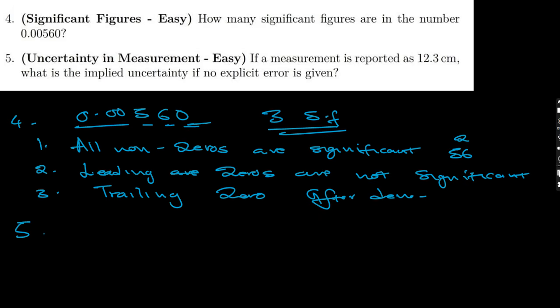What about question 5? This is coming from uncertainty in measurement, and you have also been told this is a simple question. The question is, if a measurement is reported as 12.3 centimeters, what is the implied uncertainty if no explicit error is given? To find the implied uncertainty, we look at the number itself. We consider the digits after the decimal point. Since we have just one digit there, the implied uncertainty will be 0.1.